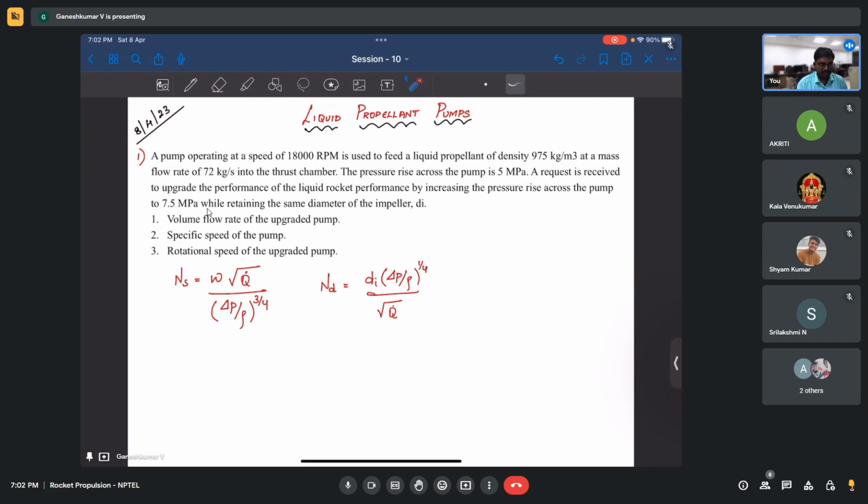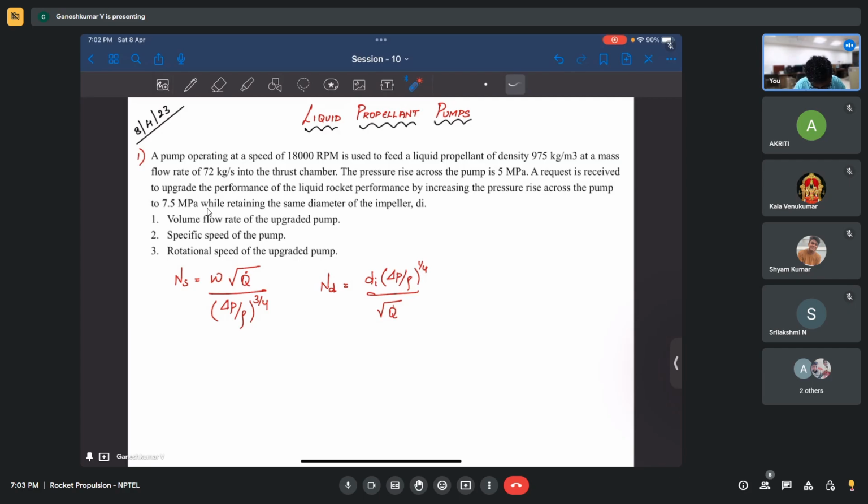Today the first question will be based on liquid propellant rockets. Specifically, it's liquid pumps, which pressurize the liquid propellants and inject them. So basically, we are trying to see the performance of the pumps using this. Okay, so let's read out the question. Let's understand what the question is asking.